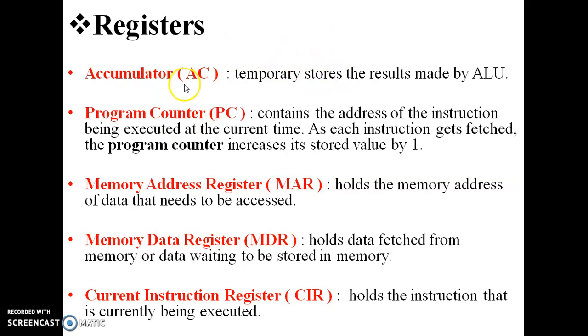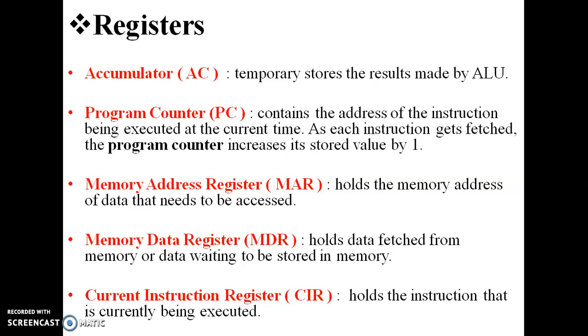This 5 will be temporarily stored in the accumulator. Then there is the program counter. I will show you the simulation in the next slide of how this register works. For the time being, you just understand the purposes of these registers. This program counter, at the initial stage of the execution, will store the address of the memory location from where we have to start the execution of the program.